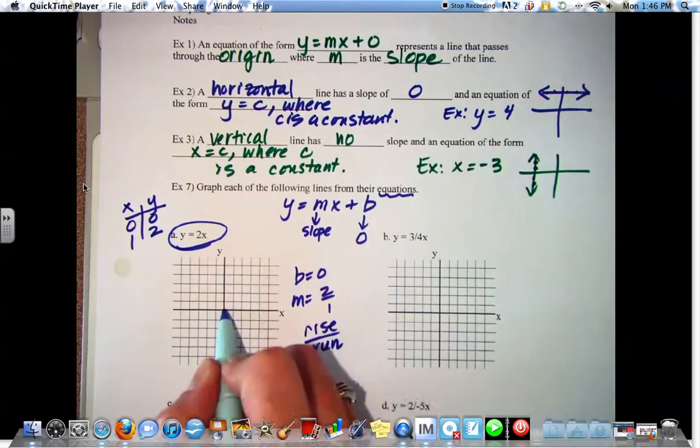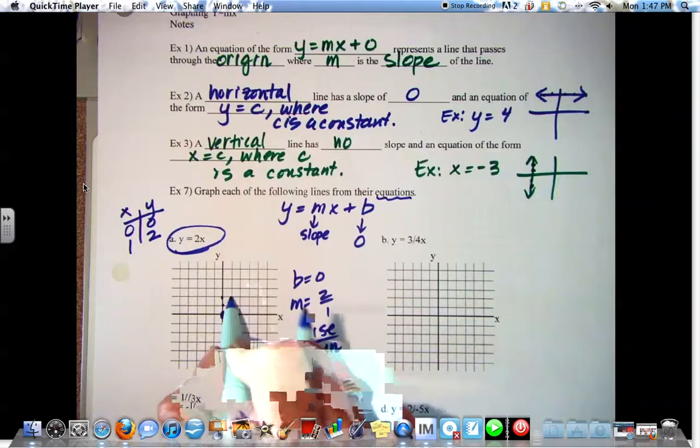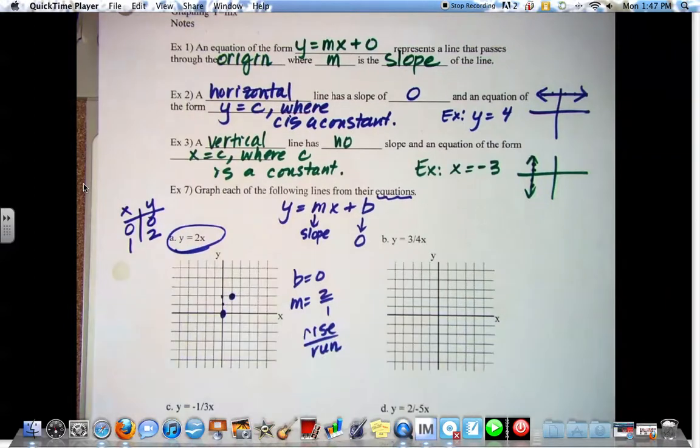So what we're going to do is graph the y-intercept first. Put a dot at the origin. And then from the origin, we're going to use the slope to find the next point. For this particular problem, our rise is 2, so we count up 2, and our run is 1, so we move over 1, and that's where we put our next point.